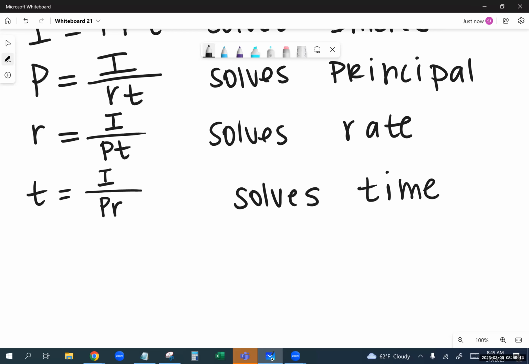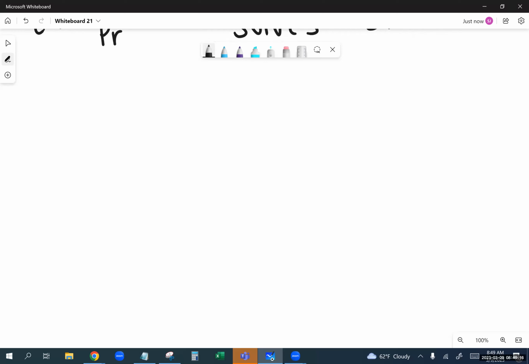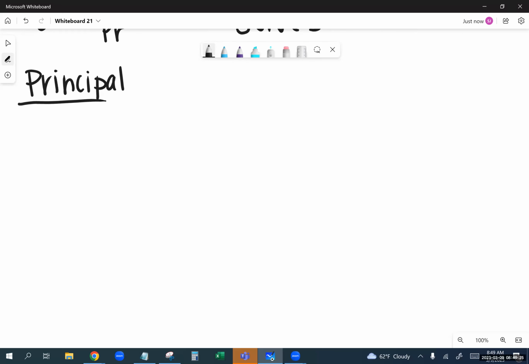I have to cover this up, but y'all have it on your page. Okay, so this is how I'm going to do this table. I'm going to write principal, and then we're going to do rate, time, interest.